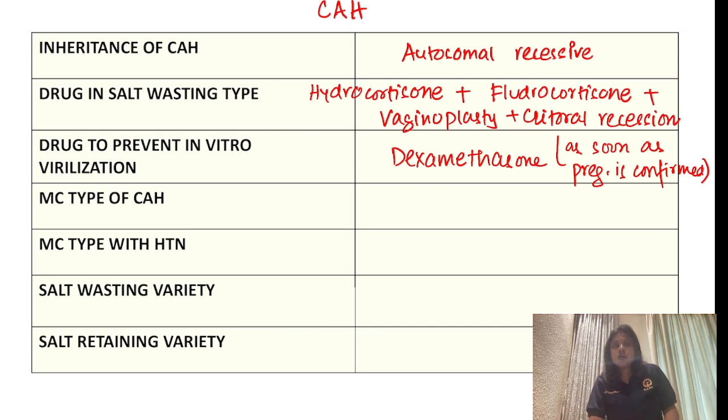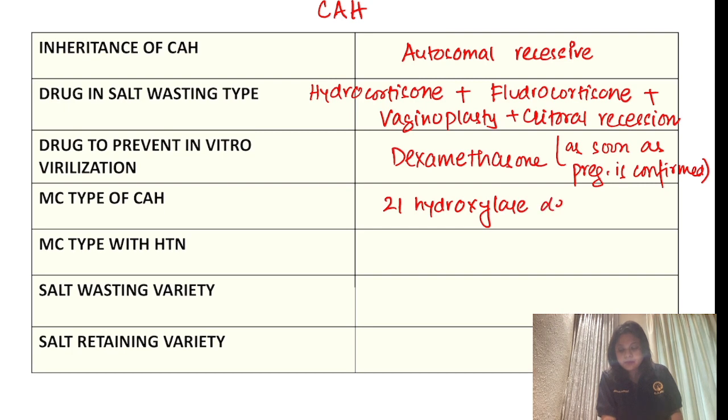Understood? What is the most common enzyme deficiency in congenital adrenal hyperplasia? The answer will be 21 hydroxylase deficiency. And remember, 21 hydroxylase deficiency falls in the category of salt wasting type, or salt losing variety.